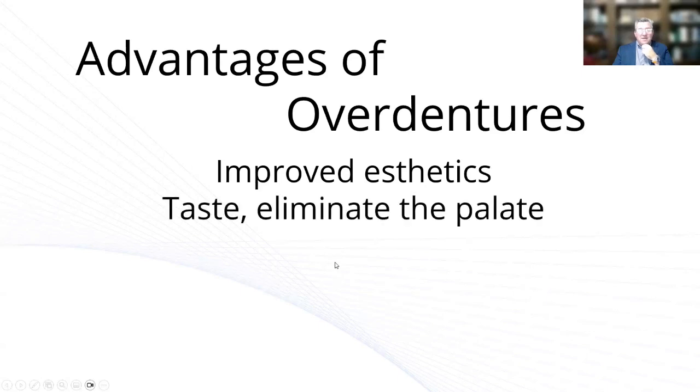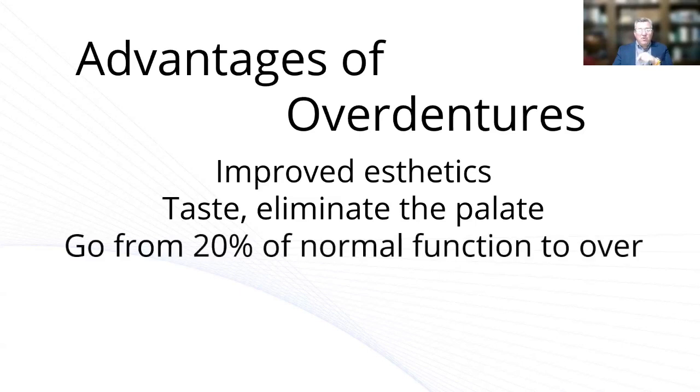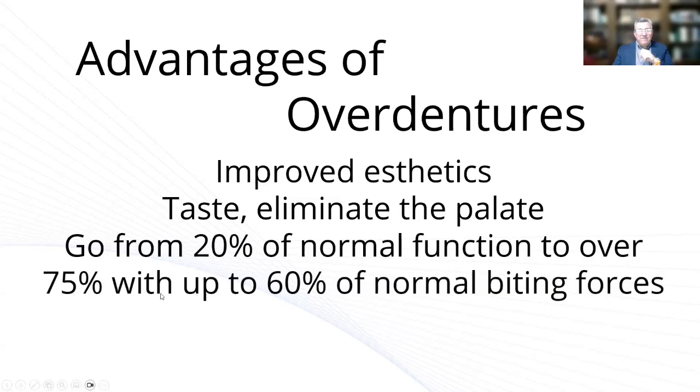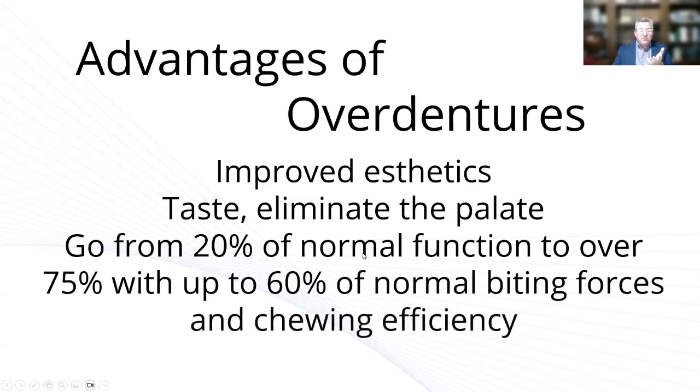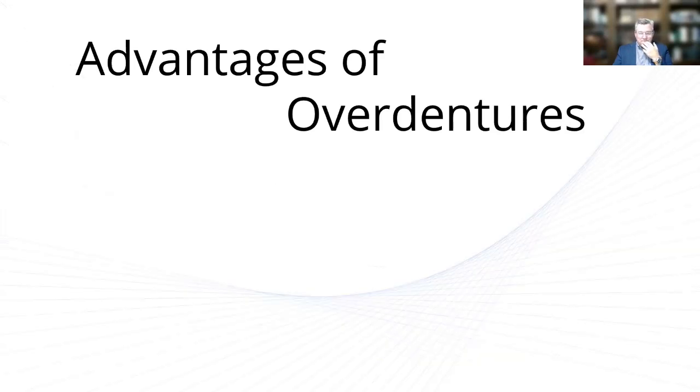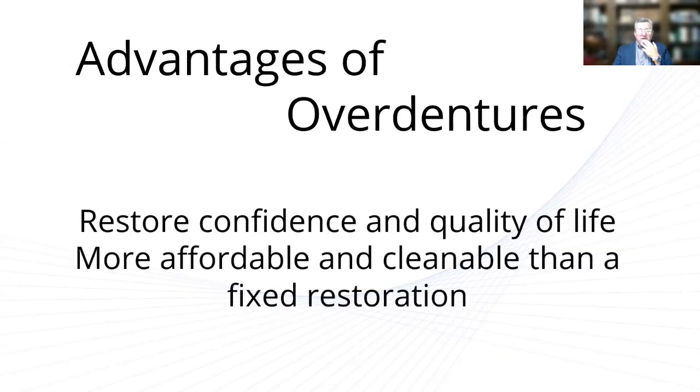You can get rid of the palate on a maxillary overdenture. You let them taste again. Get them back from 20% of their normal function to over 75%, up to 60% of normal biting forces restored. And you can give them normal chewing efficiency. Why wouldn't you want to do this for your patient? Restore confidence, quality of life, and affordable. It's a more affordable option generally than a fixed option.